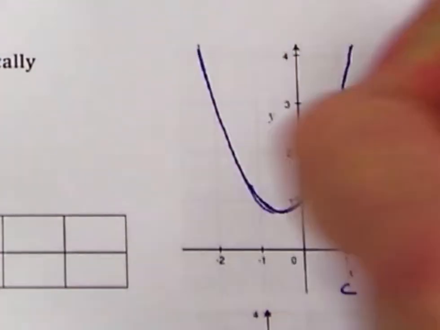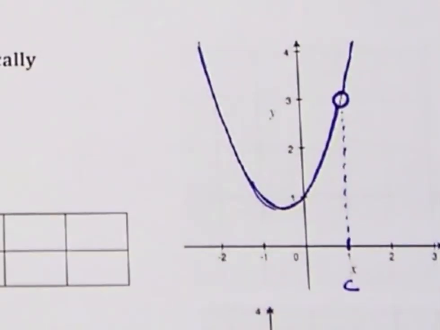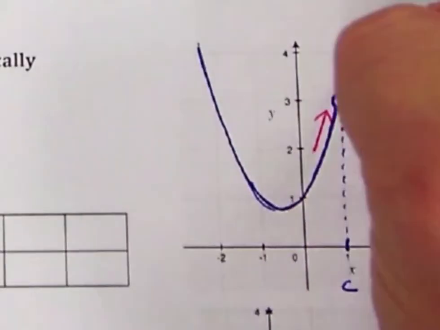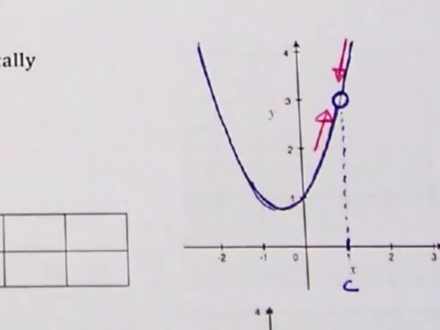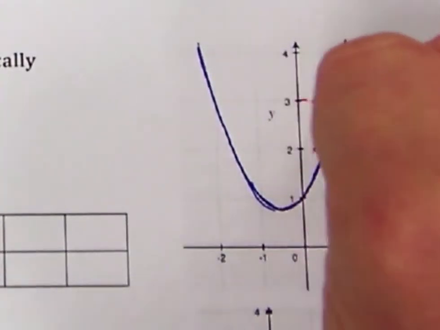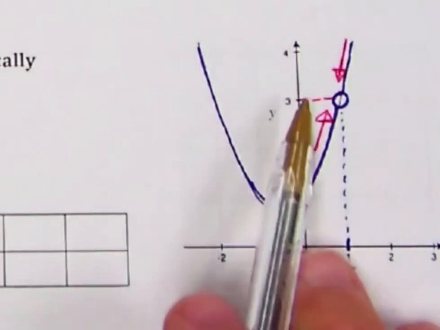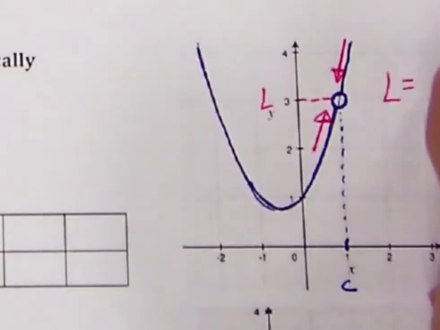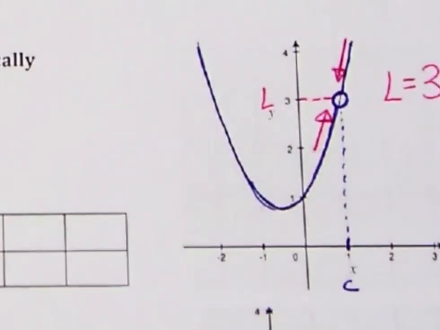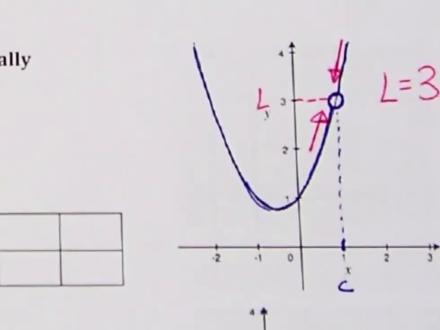Okay. So what we're trying to do is determine, as x gets closer and closer to c from both sides here, what's the intended height? What are we getting closer to? And you can see it traces over here to 3. So for this graphically, it looks like L, or our limit, is going to equal 3.